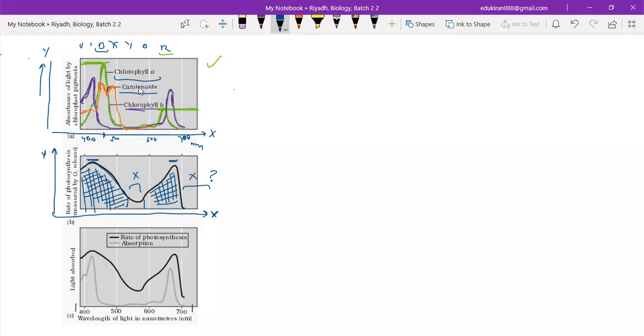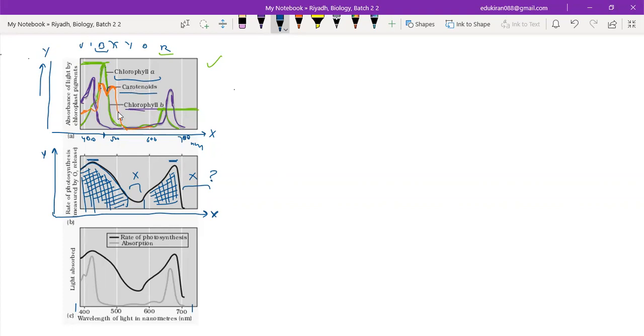Yes, sir. The question which was asked in boards was that there is a great difference in the absorbance of chlorophyll A in the blue and the red light, red spectrum. See, there is a lot of difference, right? This peak is higher and this peak is very low. Yes. Is anyone asking anything?